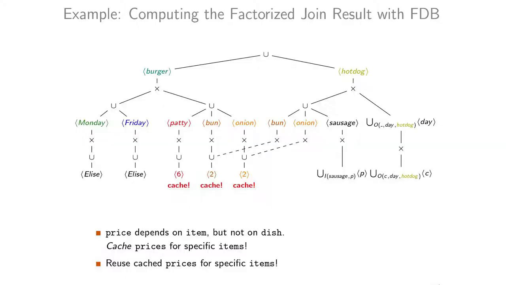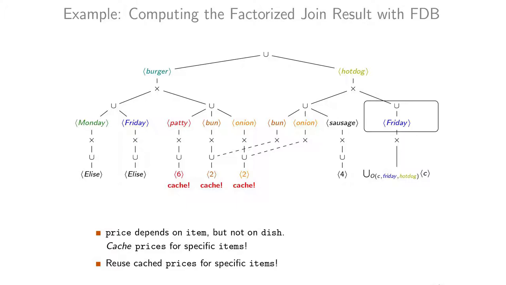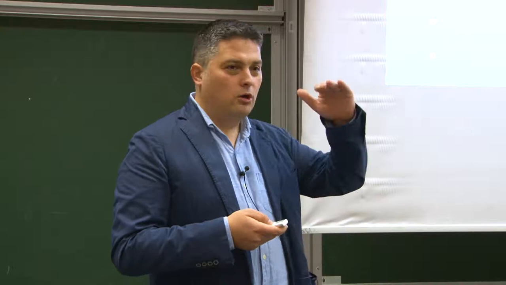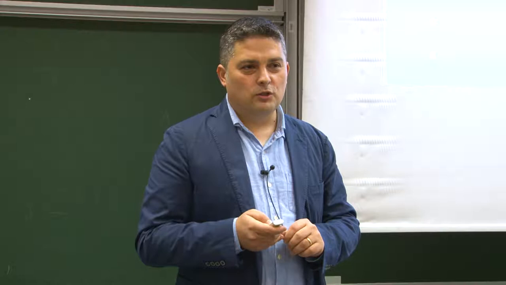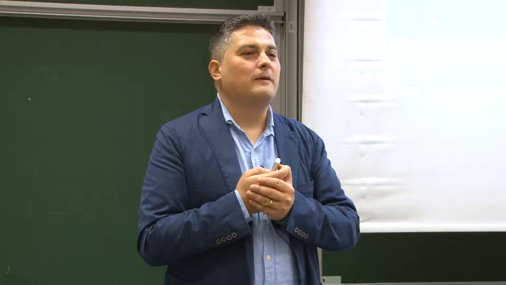For onion, the same. Sausage, we look up, but there is nothing for us to gain, right? And then we do the same here, and we are done, right? So that's the algorithm, effectively. This algorithm, essentially, does the minimal amount of operations in the worst case, because if you have n lists and you have to intersect them, you have to traverse at least the smallest list, right? You cannot do it otherwise.